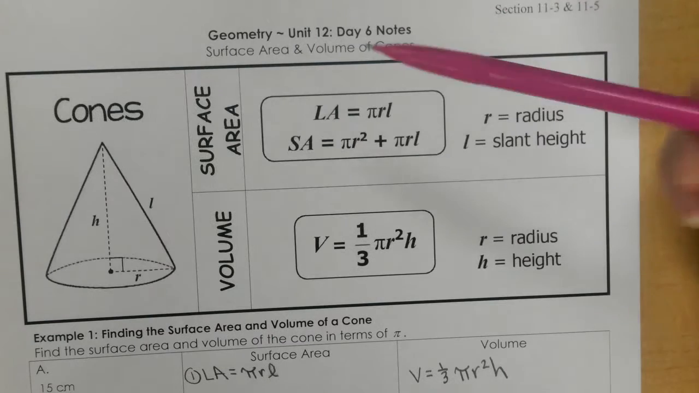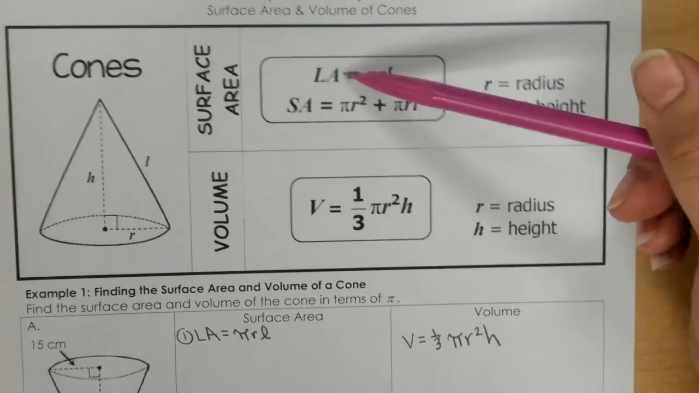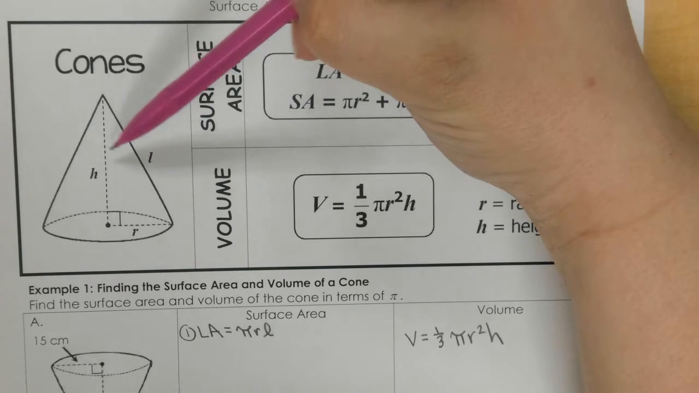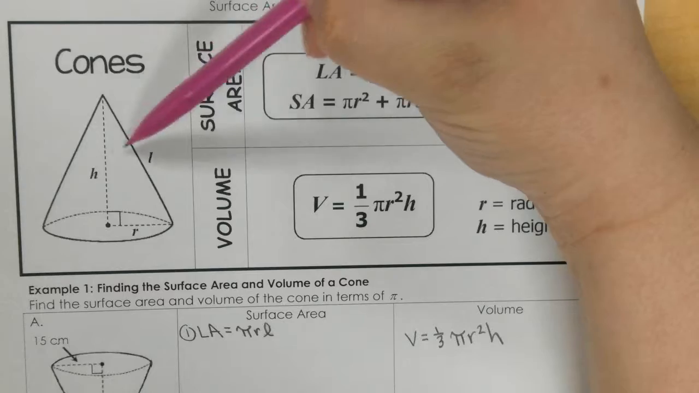For day 6 notes, we're going to find the surface area and volume of cones. We have lateral area and surface area. So lateral area is just this part of the cone here. The surface area includes the base, which is a circle, and this part.